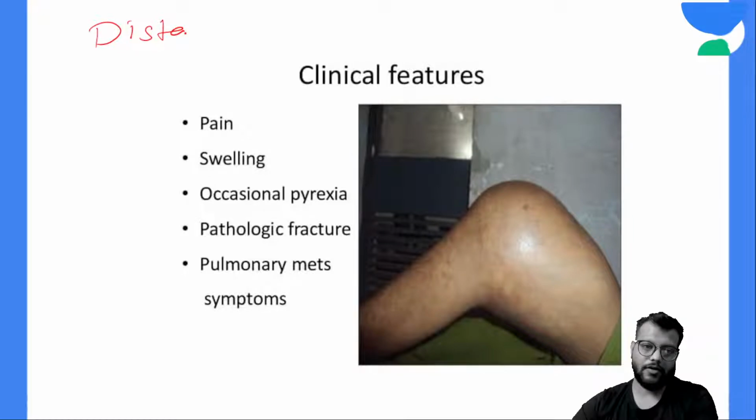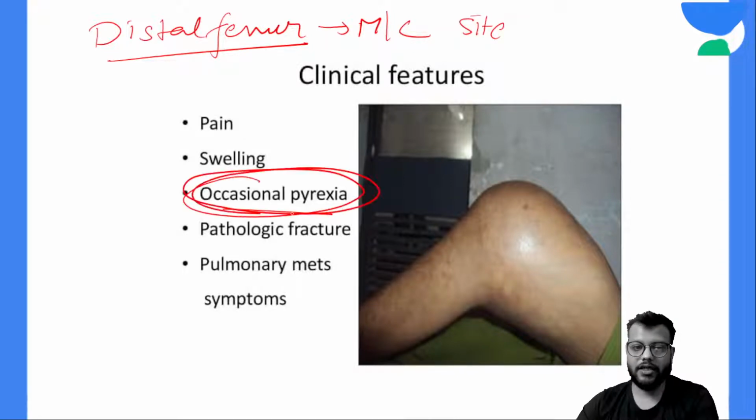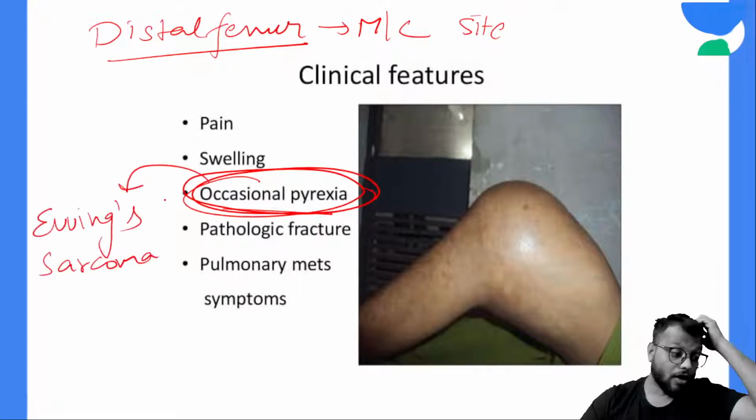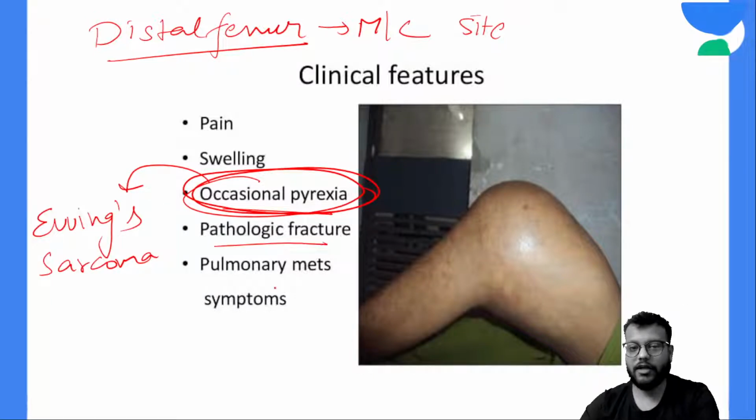Metaphysis of the distal femur is the most common site, and there will be mild pain, swelling, occasional pyrexia. This occasional pyrexia is the characteristic feature of Ewing sarcoma. That's why you have to differentiate Ewing sarcoma clinically from osteomyelitis. There can be pathological fracture obviously, and there can be metastasis, most commonly in the pulmonary trunk or the lungs, okay.